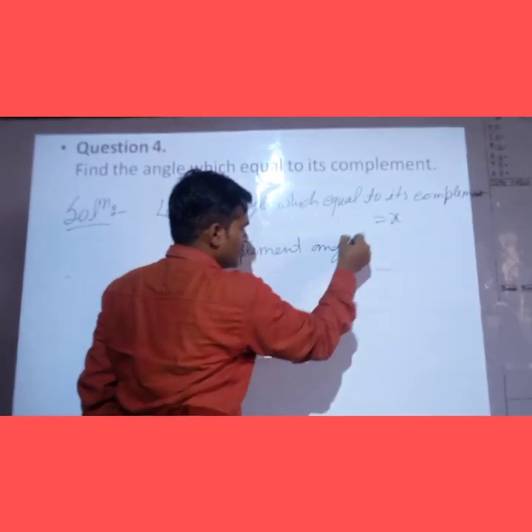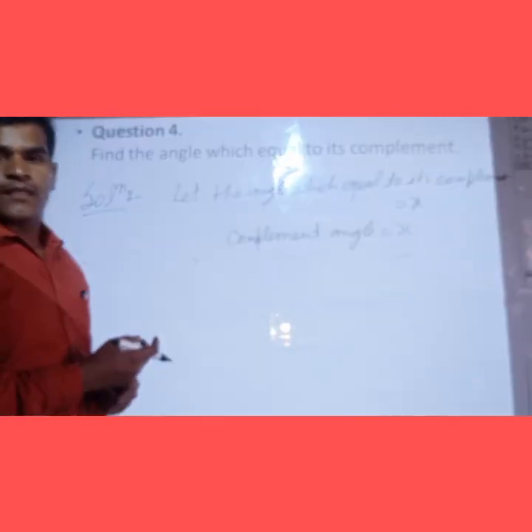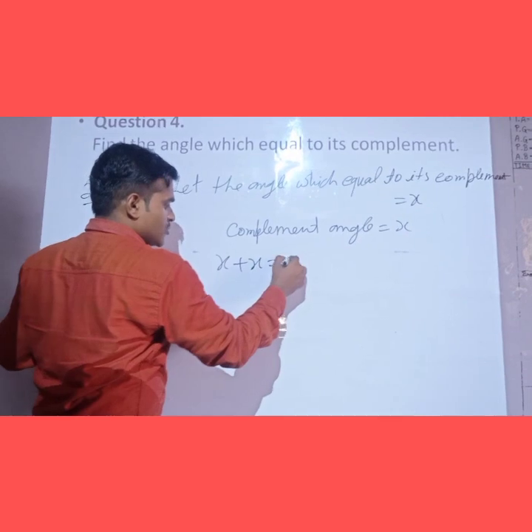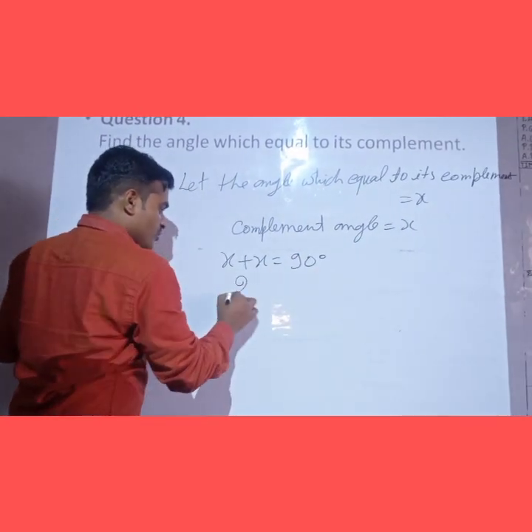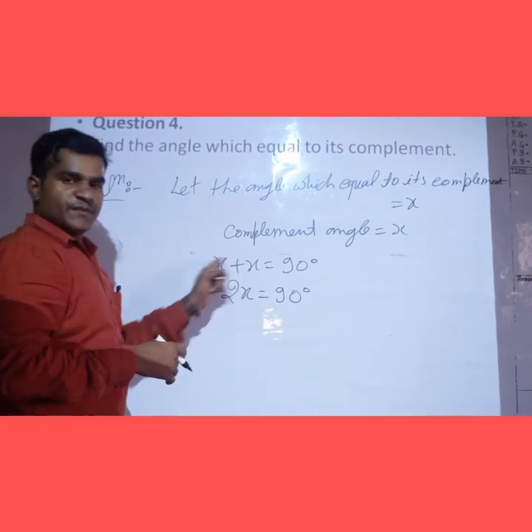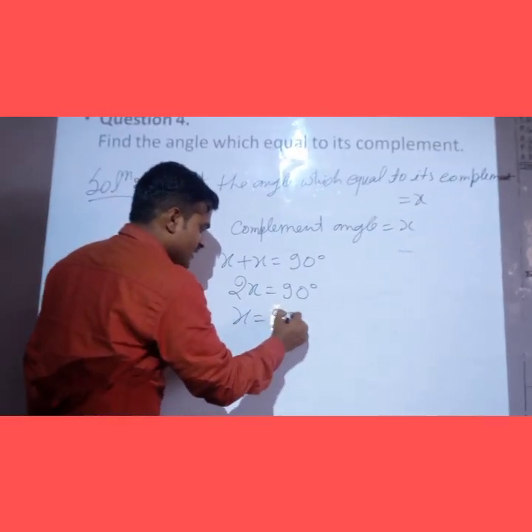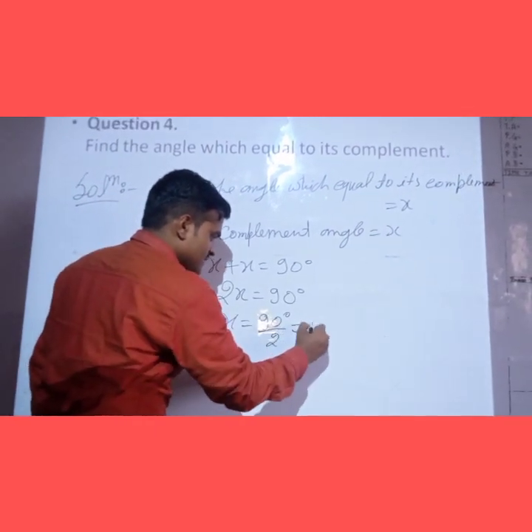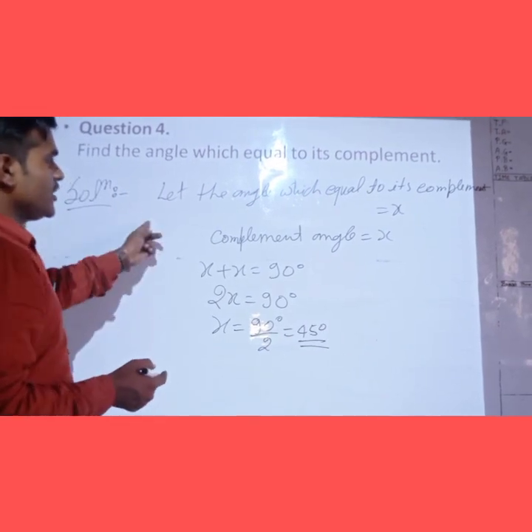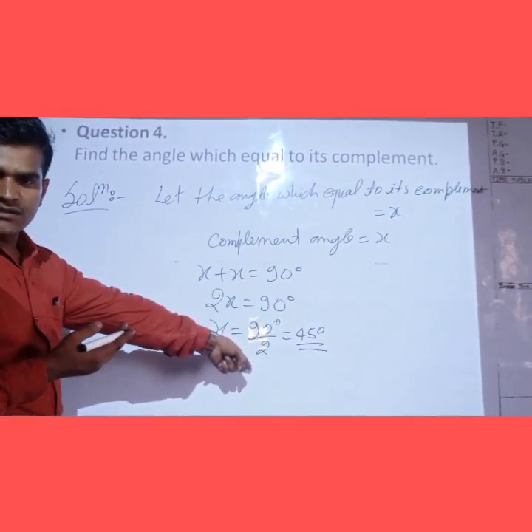Complement angle is also equal to x. So the sum of these two angles will be 90 degrees. So x plus x is equal to 90 degrees. When we add x plus x, we get 2x. Now 2x is equal to 90 degrees. Now x is equal to, children, by transposition law we get 90 degrees upon 2, that is 45 degrees. So the angle which is equal to its complement is 45 degrees.